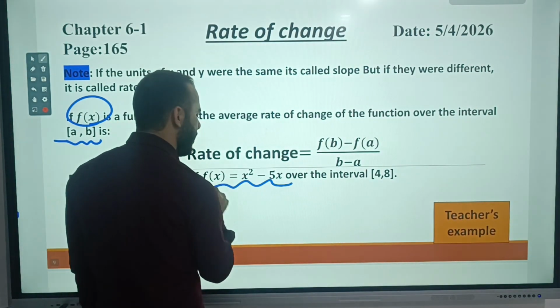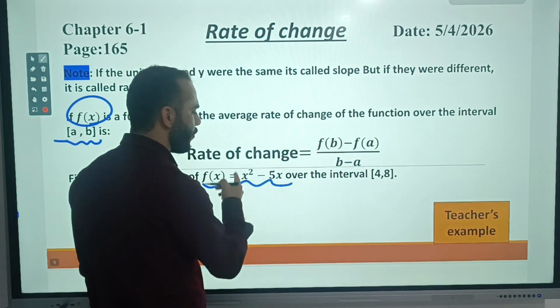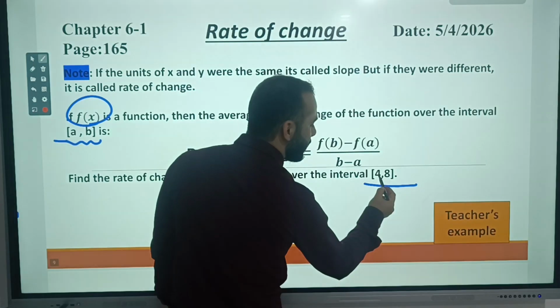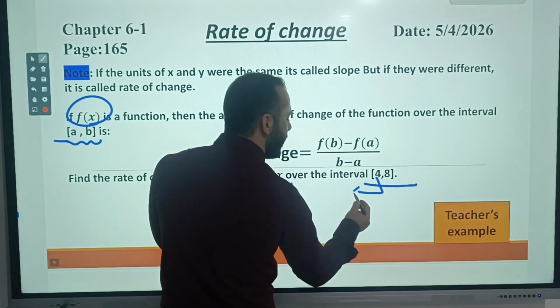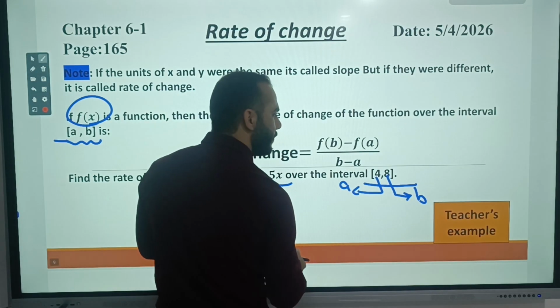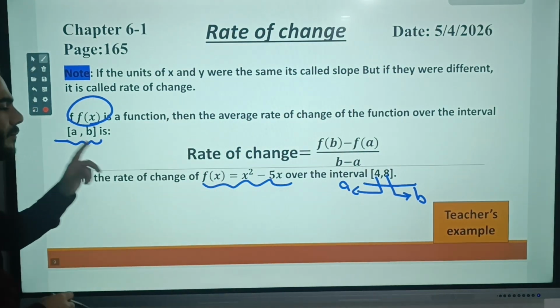You see, that is not a linear function, it's a quadratic function. So x squared minus 5x over the interval 4 and 8. So these 4, we said that the left side is A, the right side is B. So right now we need to find f of both of them.